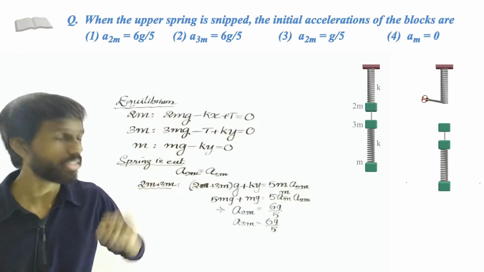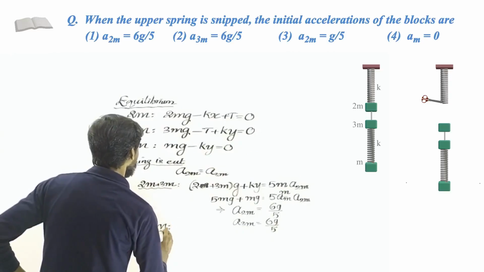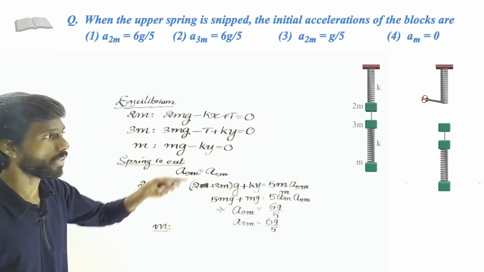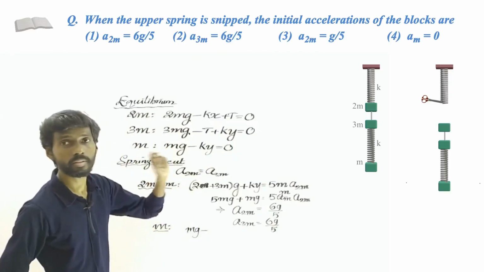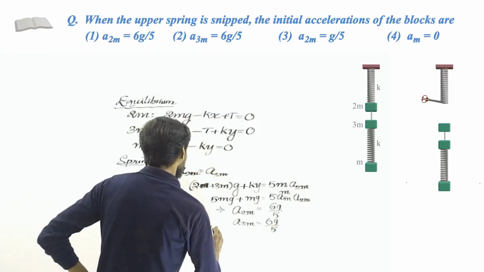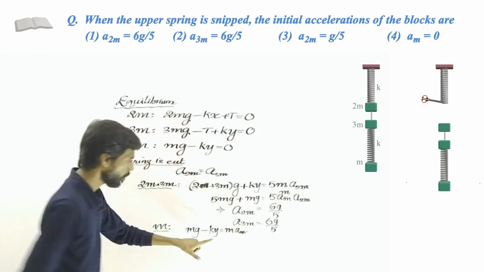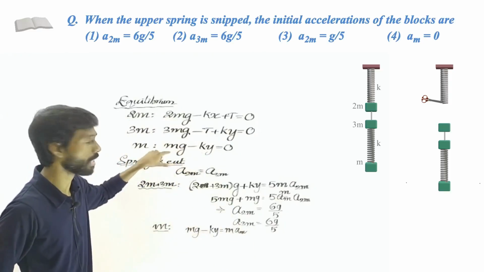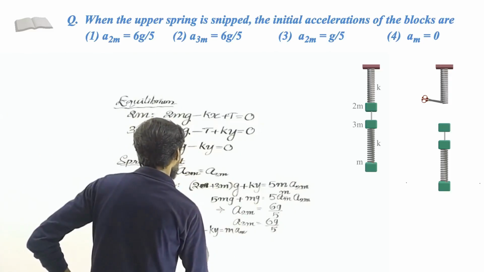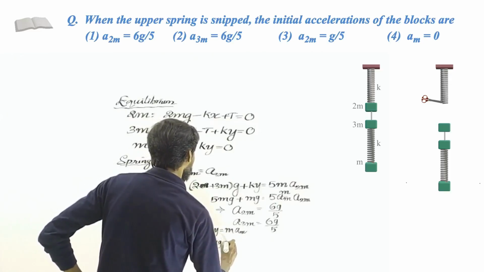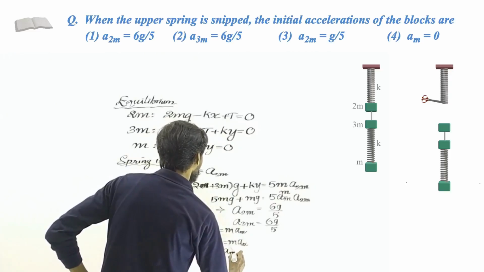Now what about the acceleration of the lower block of mass m? Let us write the forces acting on that block. mg in the downward direction minus the spring force in the upward direction, that is ky, equals mass times the acceleration of m. But ky is mg, so mg minus mg equals mass times acceleration of m. That means the acceleration of m equals 0.